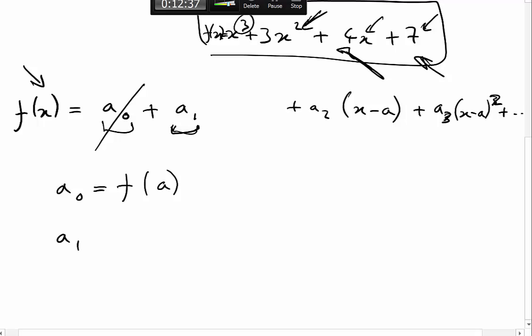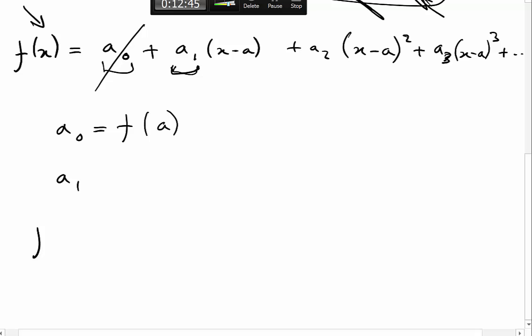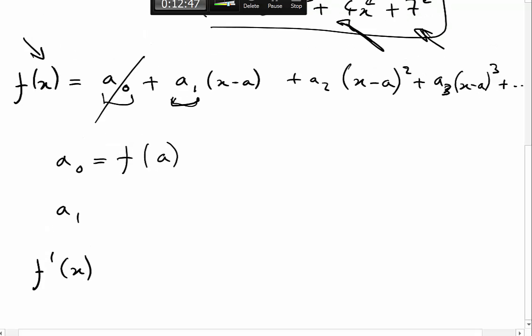Okay, so let me just rewrite this. If I have the derivative of f of x, let me write it out below. It's exactly what I've just said, but maybe if I show you it rather than describe it. The derivative of this would be, well, a0 is just a constant, so that disappears. What's the derivative of this thing here? Well, it's just going to be a1, right? The x minus a just goes to 1, so it's 1 times a1. Plus 2a2 times x minus a.